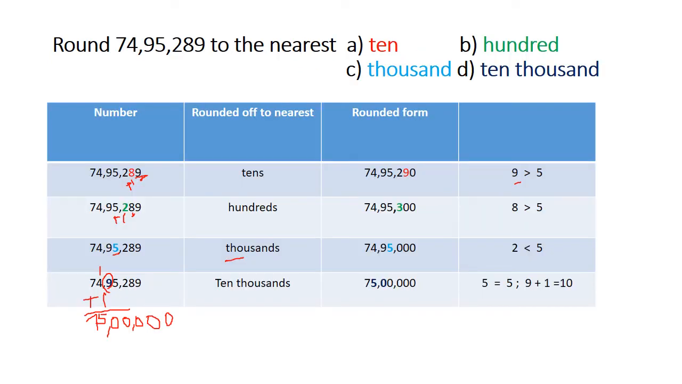Children, we will round off the same number, 74,95,289, to different places now. First, we will round off the number to the tens place. First row, just observe the first row. Identify the digit at the tens place. It is 8, right? So, what do you have to do?